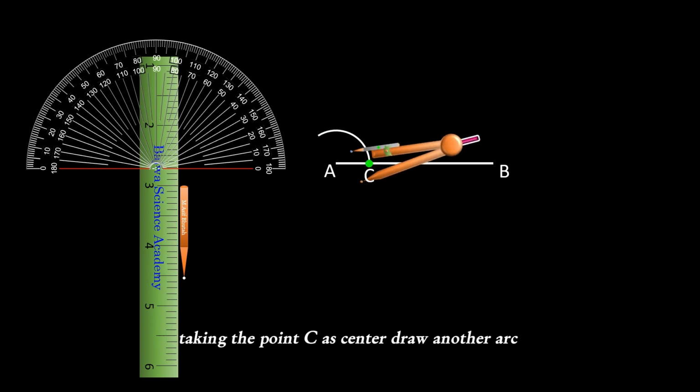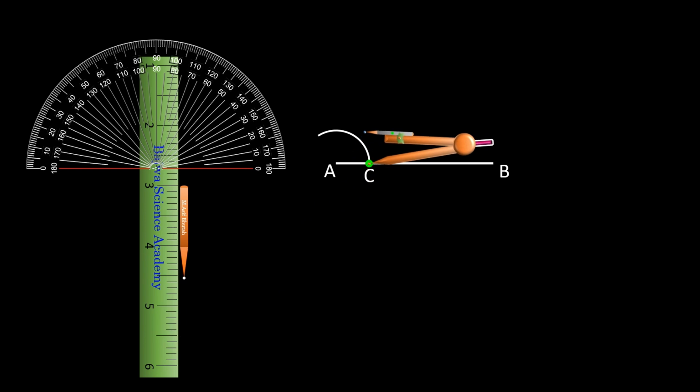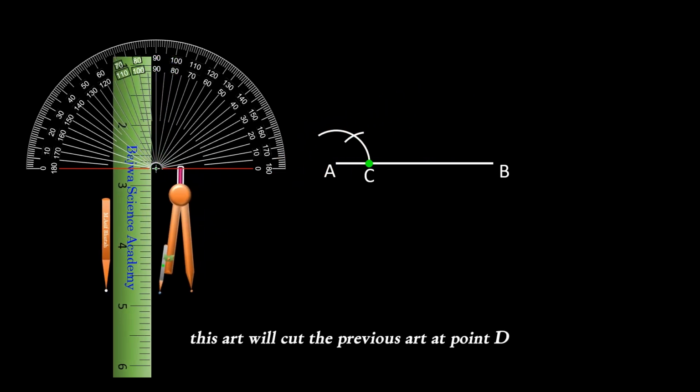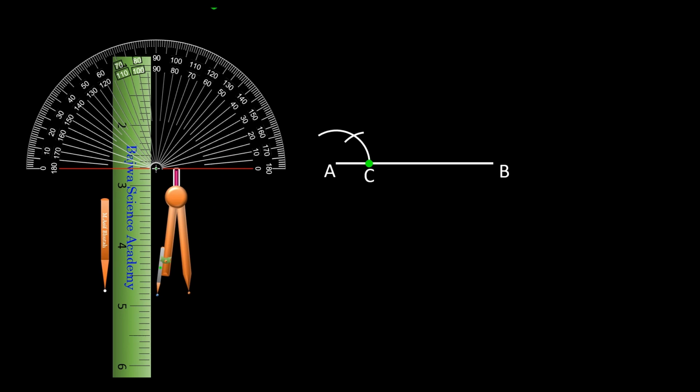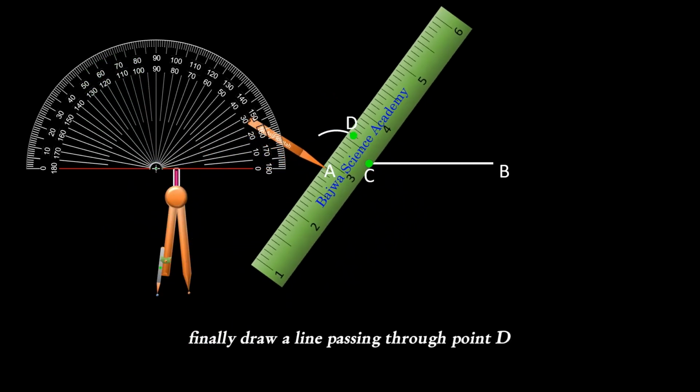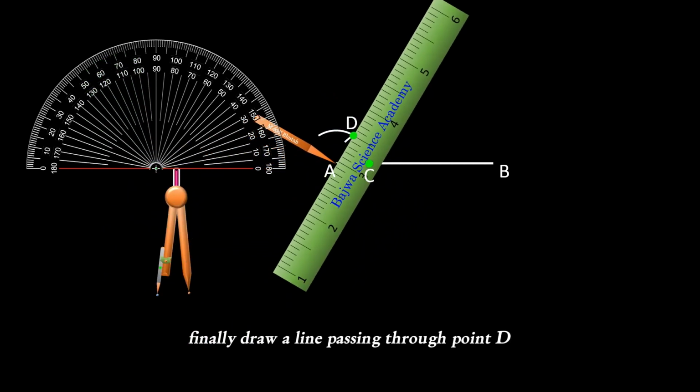Taking the point C as center, draw another arc. This arc will cut the previous arc at point D. Finally, draw a line passing through point D from the end point of line segment AB and extend it to the point E.